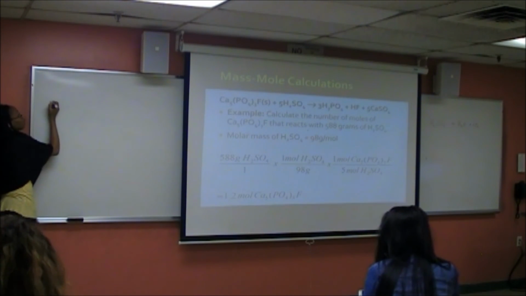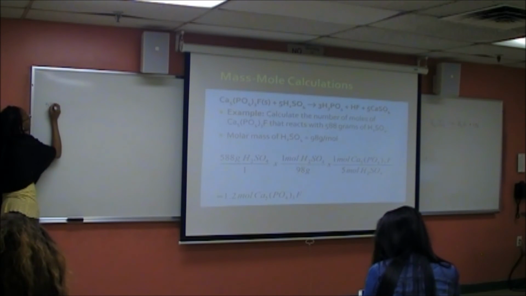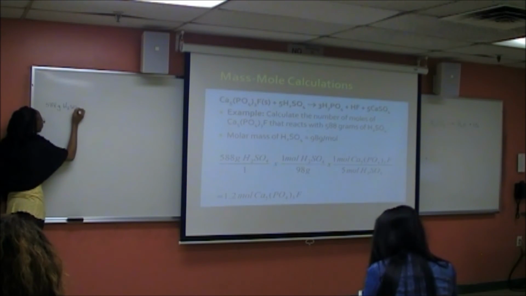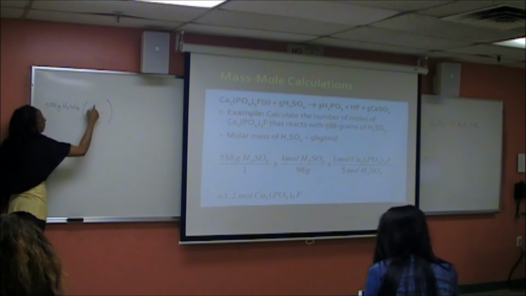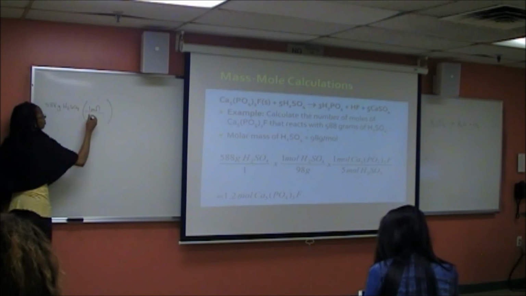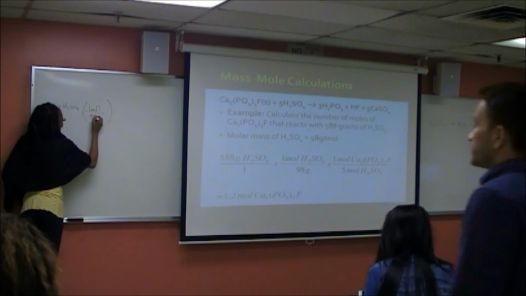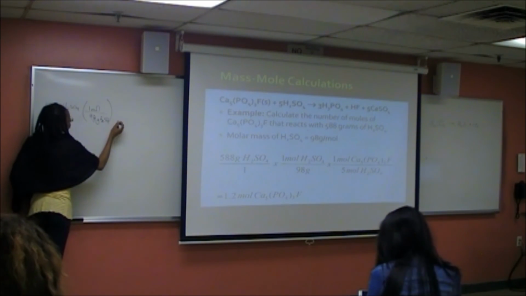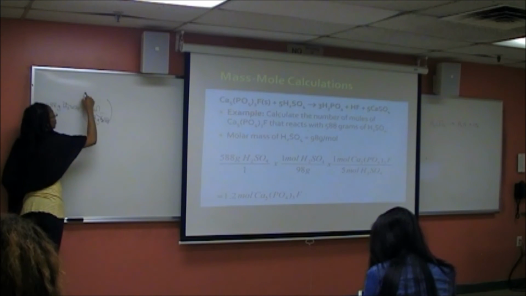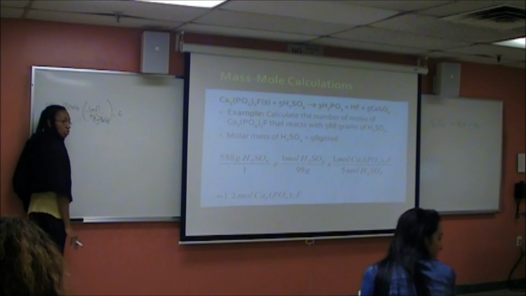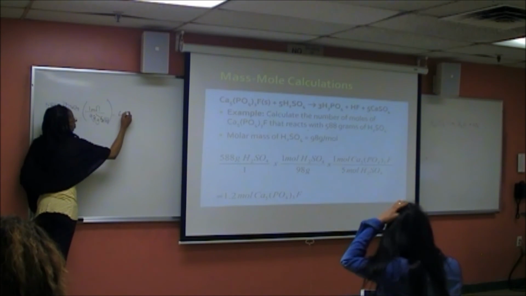So tell me from the start, what do we come up with? 588 grams of sulfuric acid. Then in here, 1 mole up top, and then 98 grams of the sulfuric acid. Cancel that out, multiply by the bottom. What do you get? 6. I got 6.